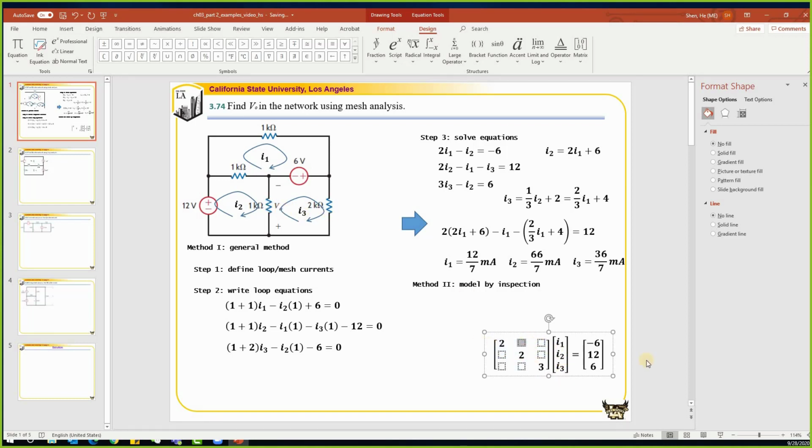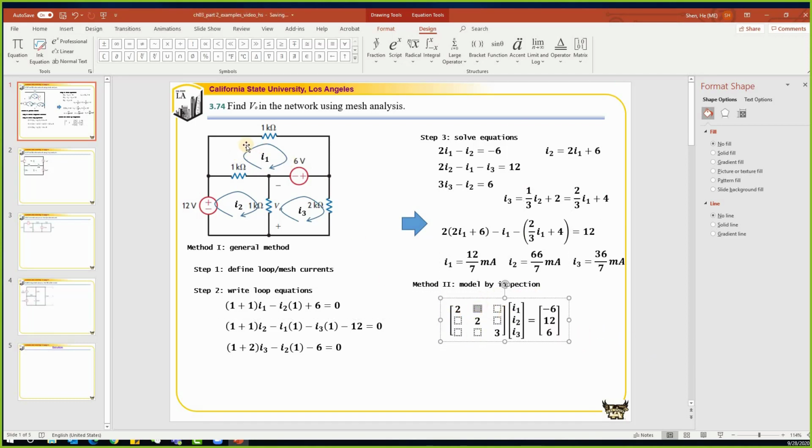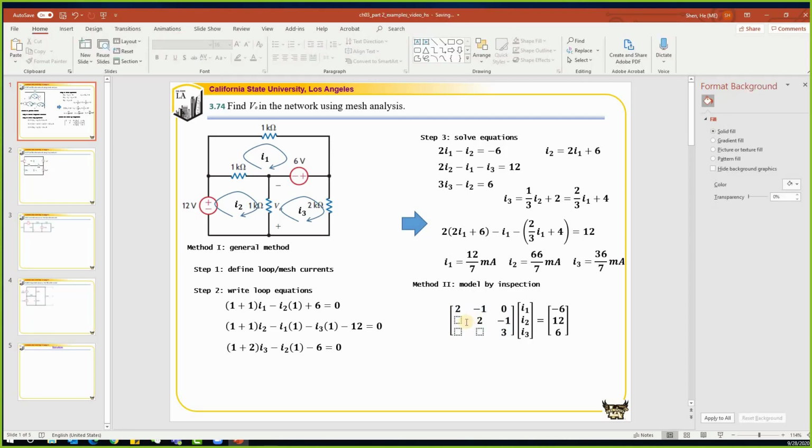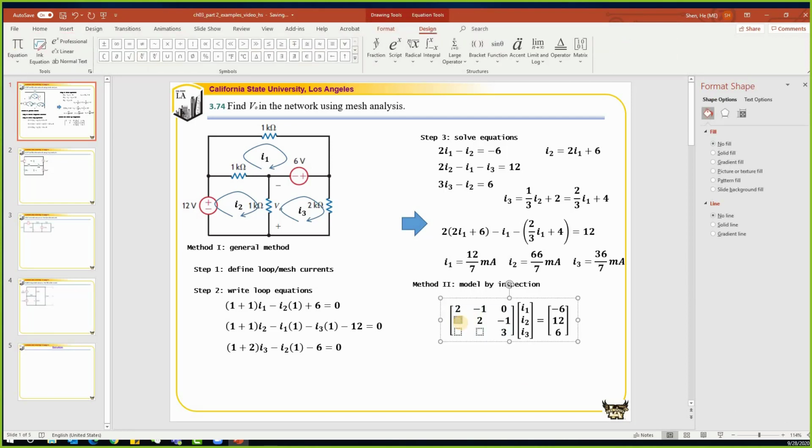The off-diagonal entries are shared resistance between the meshes. Between mesh 1 and 2, we have 1, which is why we have negative 1. And between 1 and 3, there's nothing, so that is 0. Between 2 and 3, there is a shared resistance 1K, so this is why we have negative 1 there. And since this matrix is symmetric, we'll just put everything else there. Negative 1, 0, and this is a negative 1. So this is how we do mesh analysis by inspection. Then we solve this matrix form, we'll be able to find the same answer.